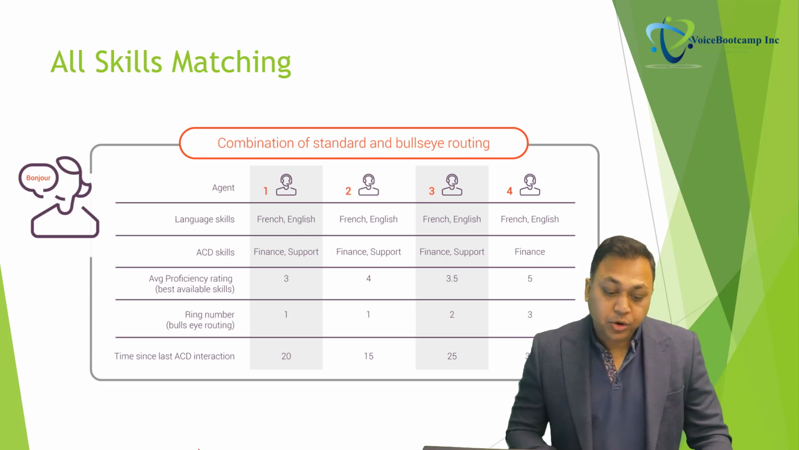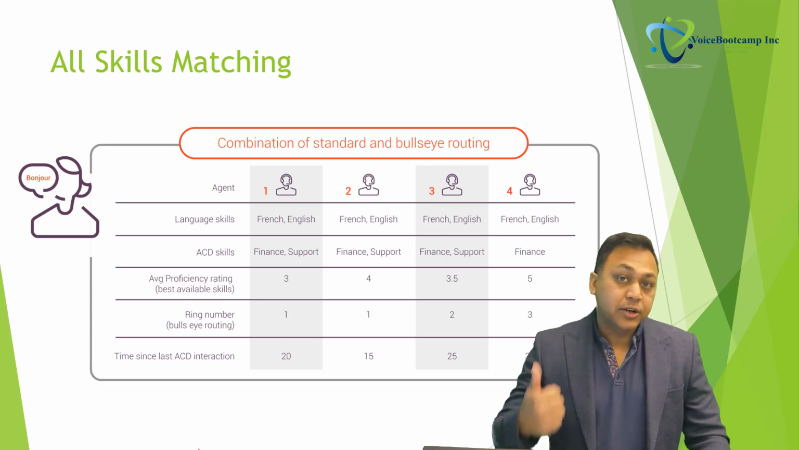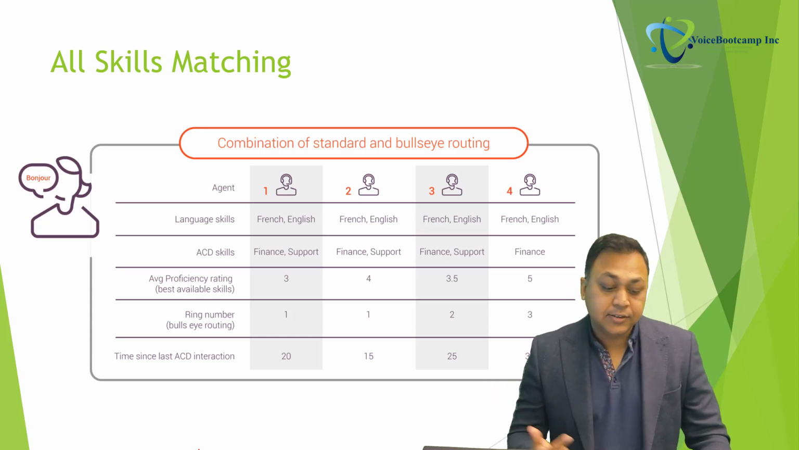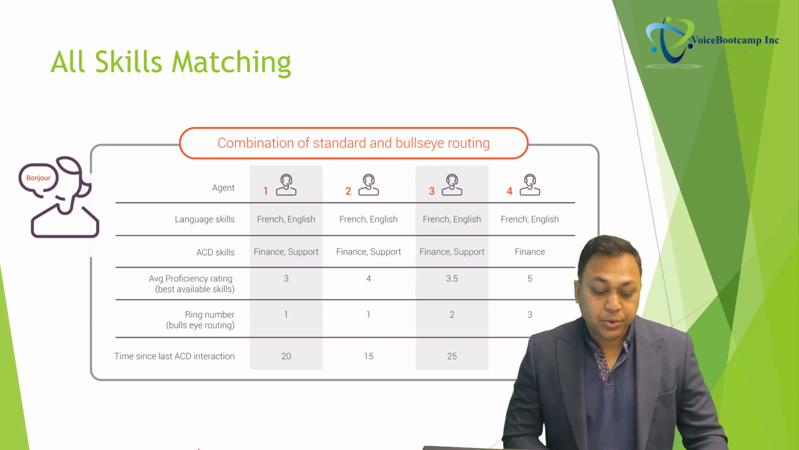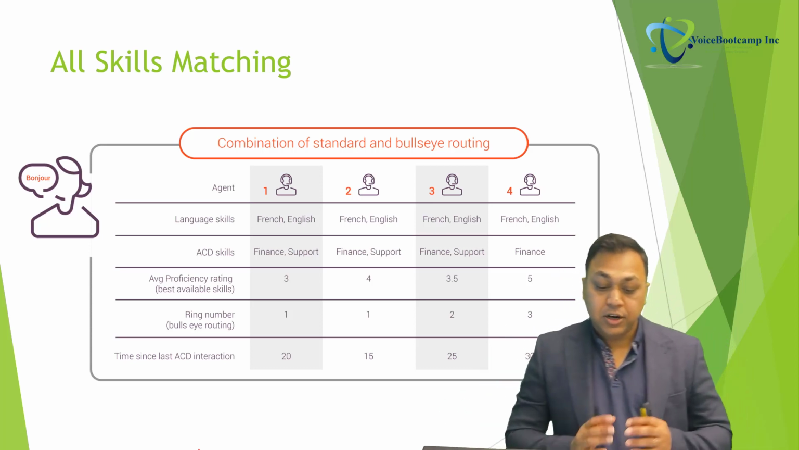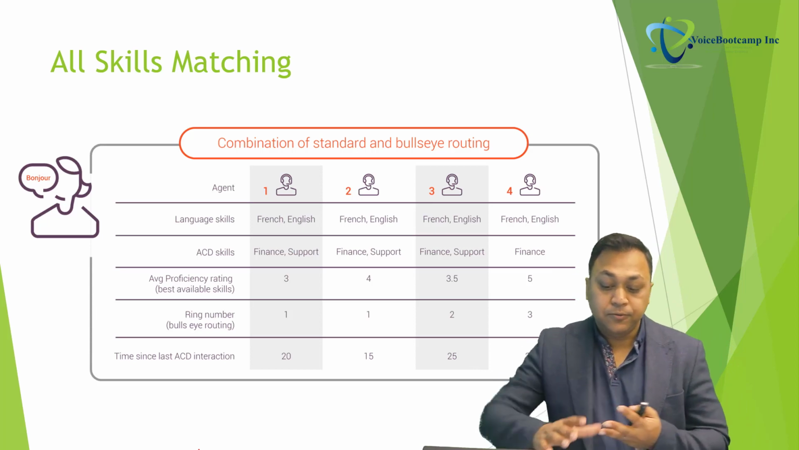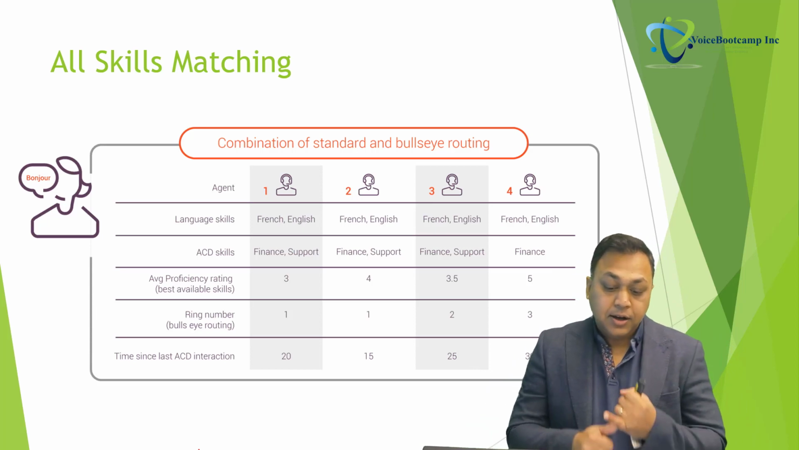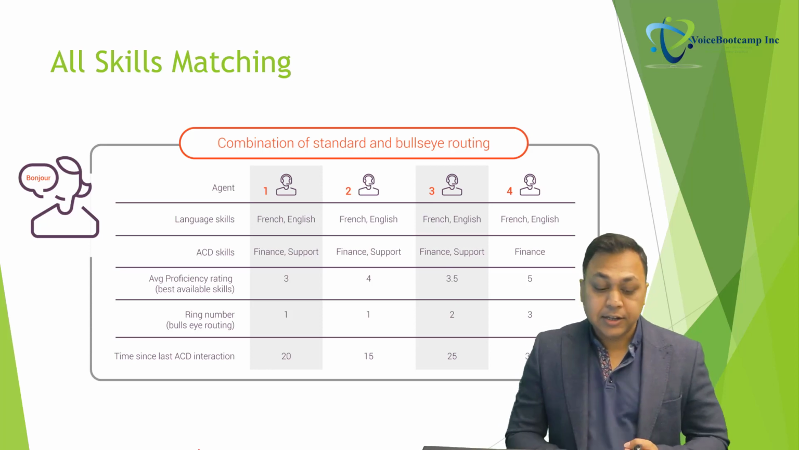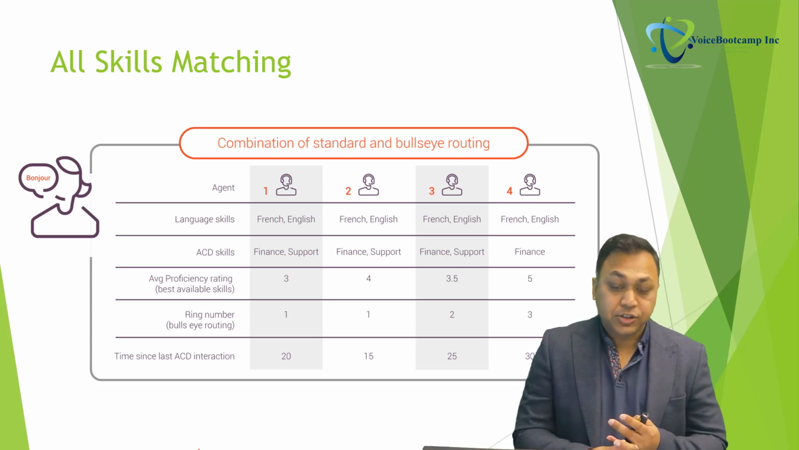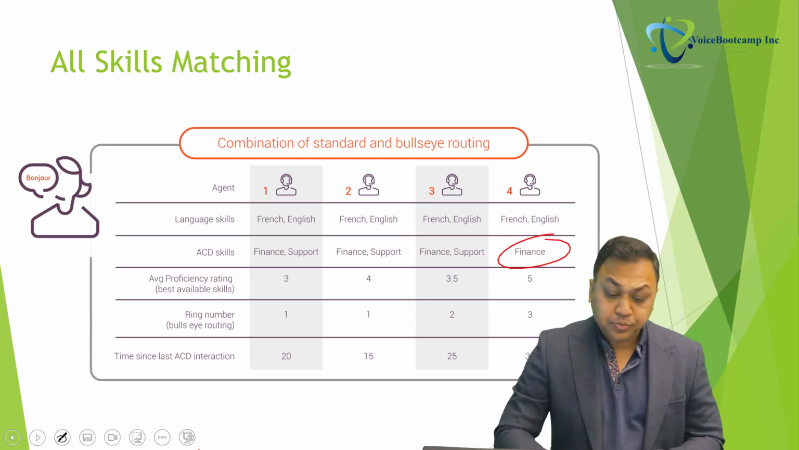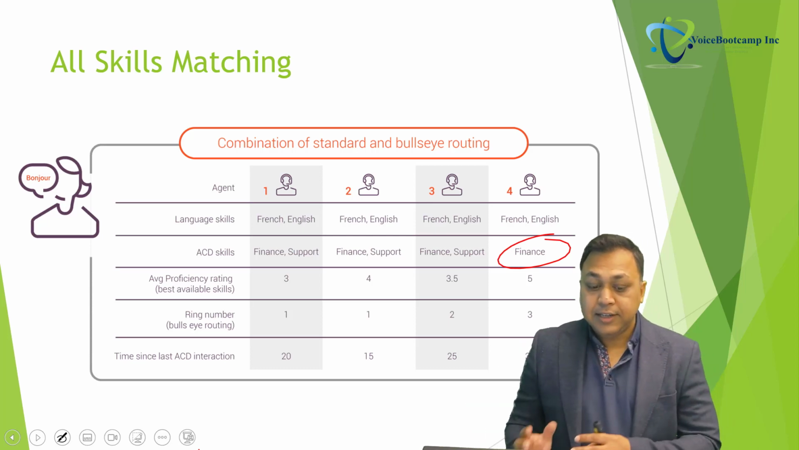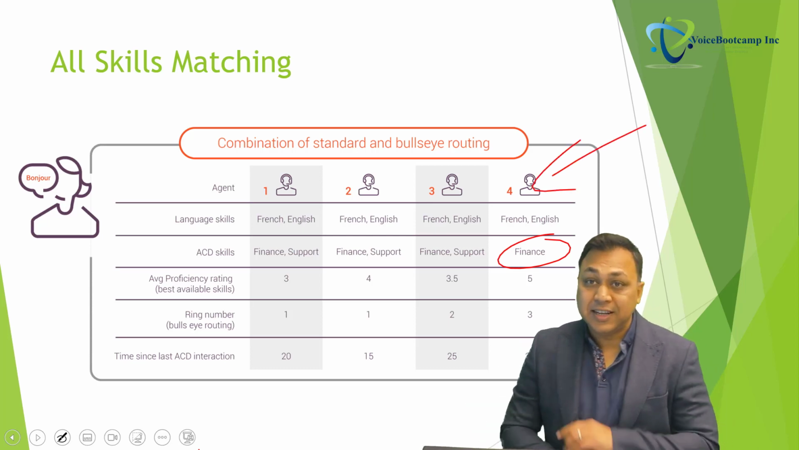Here is an example of four agents with different languages and ACD skills. You have the average proficiency rating, the bullseye ring, and the time since the last ACD interaction. In this scenario, agents 1, 2, 3, and 4 all have the same language skills, French and English. The ACD skill is French support for the first three, while the last agent only has French. So if you're looking for French support, the last agent will definitely not be selected at all.